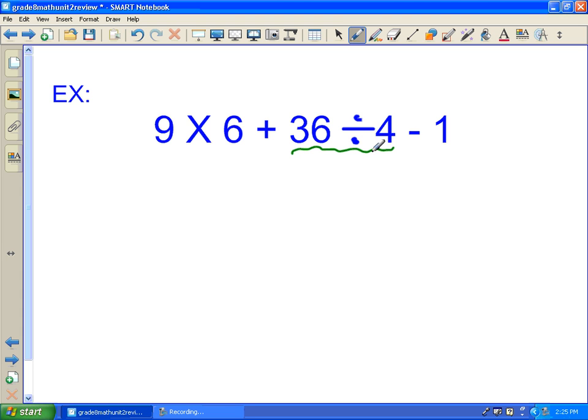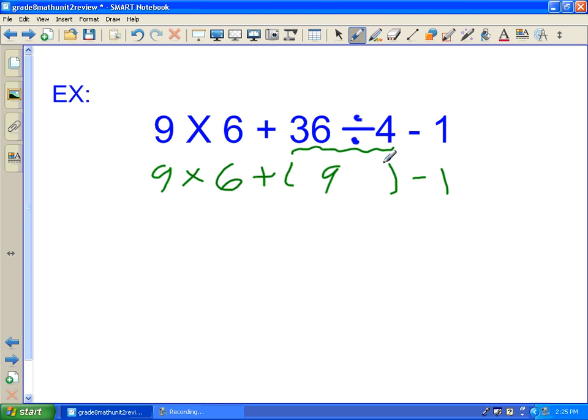Here's the division problem. And then rewrite all of the things so that you don't forget to do them at the end. So I rewrite this. I'm going to put a bracket down there just so I know that this becomes something else. And then write the last part as well. So now 36 divided by 4 is 9. And a way to check that, 9 times 4 will give you 36.